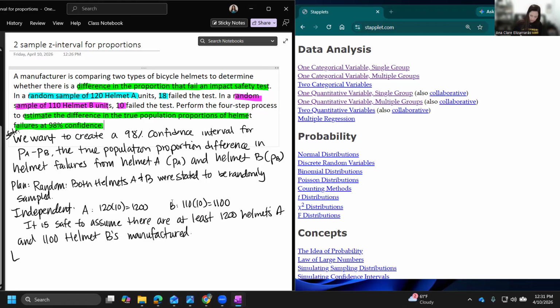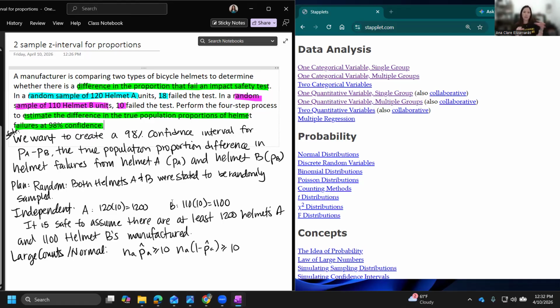Now, the large counts or normal condition, however you are used to referring to it, is talking about successes and failures at least being 10 for both of these in order for us to be able to use that normal distribution. What that looks like is sample size A and the proportion from the sample A needs to be at least 10, and sample size A and the complement of those sample proportions needs to also be at least 10. This is referring to successes and failures.